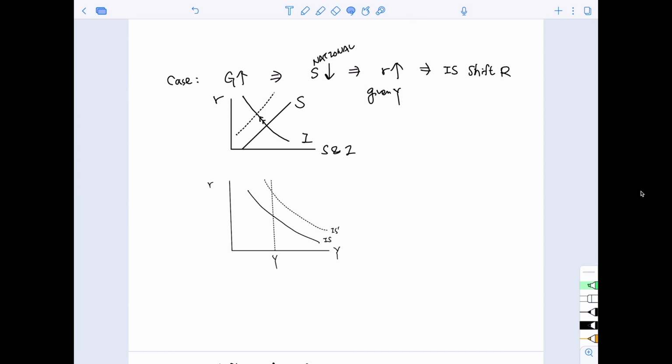So here we complete the discussion related to the factors shifting the IS curve.